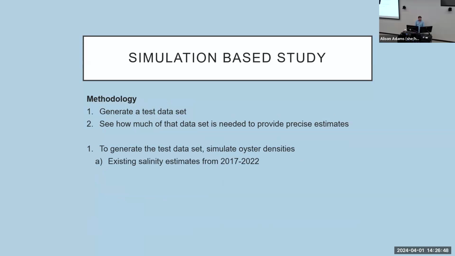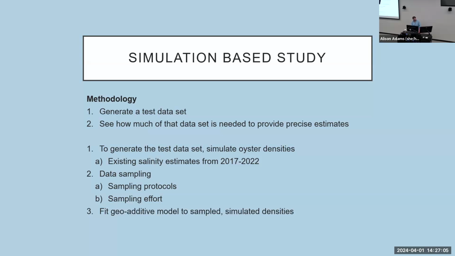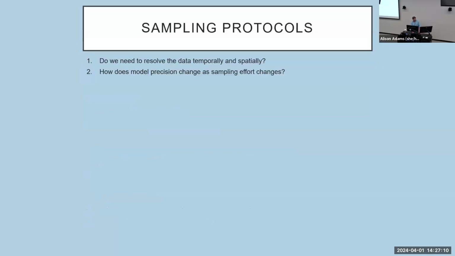The test data set was simulating oyster densities using the existing salinity information that we have, and then doing different sampling protocols across the reef system itself at different levels of sampling effort. Then I fit a geo-additive model to these sampled and simulated densities and investigated changes in model precision. So for the sampling protocols, there were 2 main questions. The first was, do we need to resolve the data temporally and spatially? Do we need sampling protocols that incorporate the temporal and spatial aspects of the post-restoration responses, as well as how does model precision change as sampling effort changes?